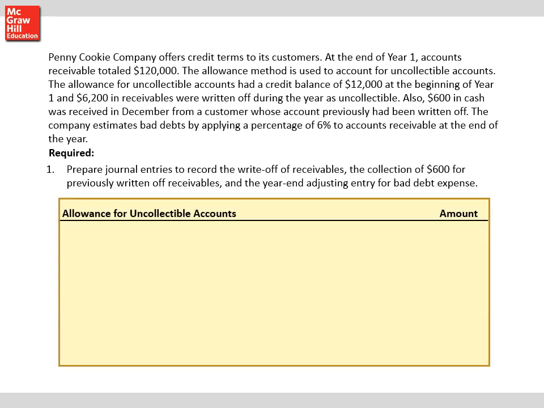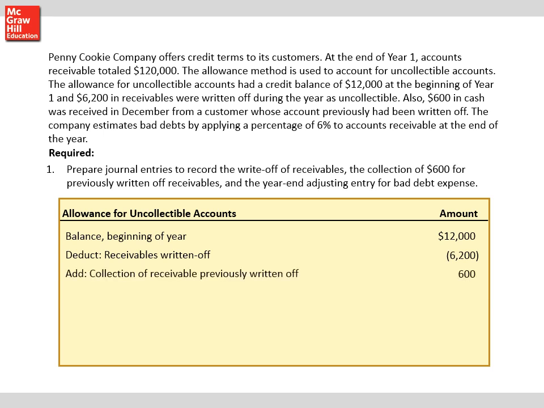Now, at the end of the year, the beginning balance of allowance for uncollectible accounts is $12,000. They tell us that in the credit column. The allowance account is a contra asset, so the increasing side is the credit side. They wrote off or decreased this account $6,200. So the credit side always represents the estimate of what you expect to write off. The debit side represents the amount you actually wrote off.